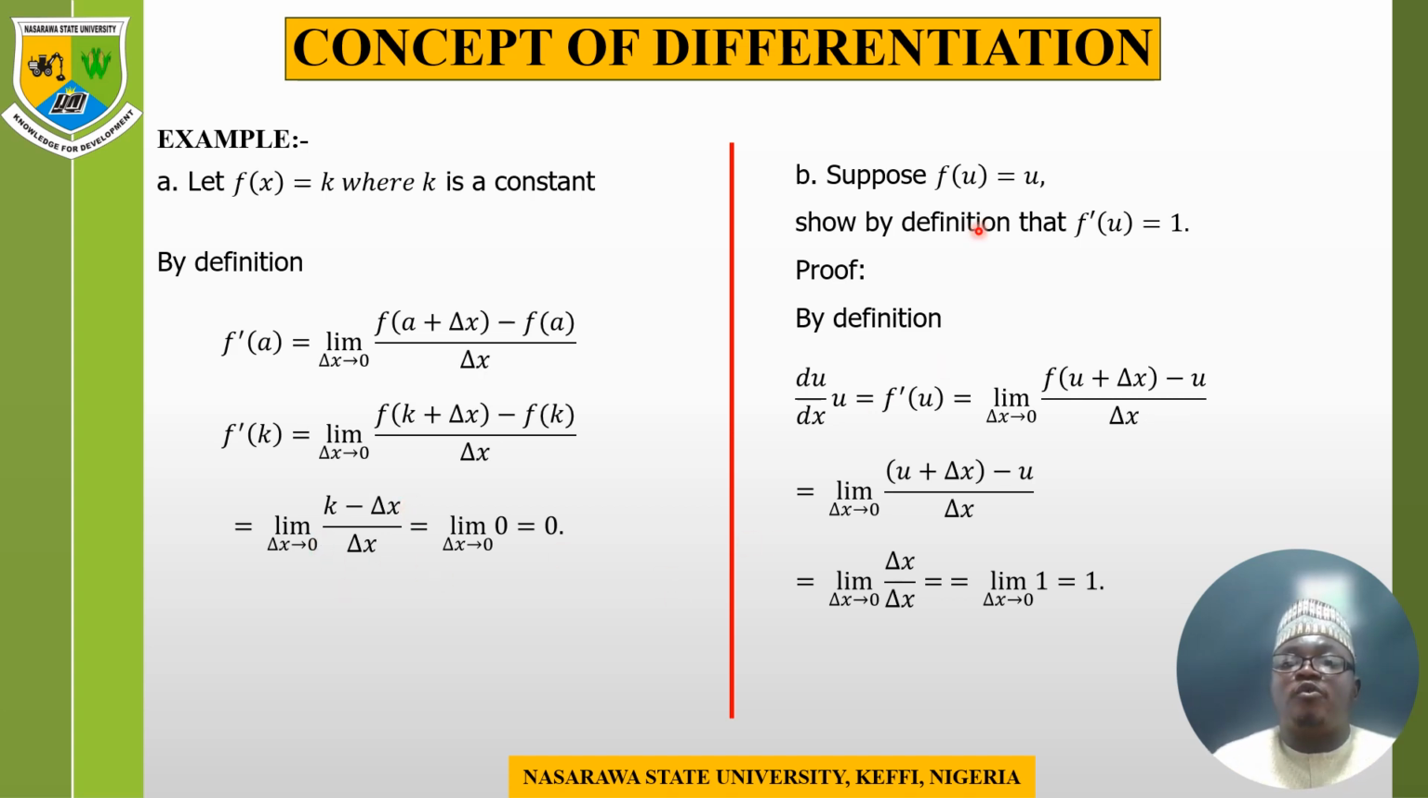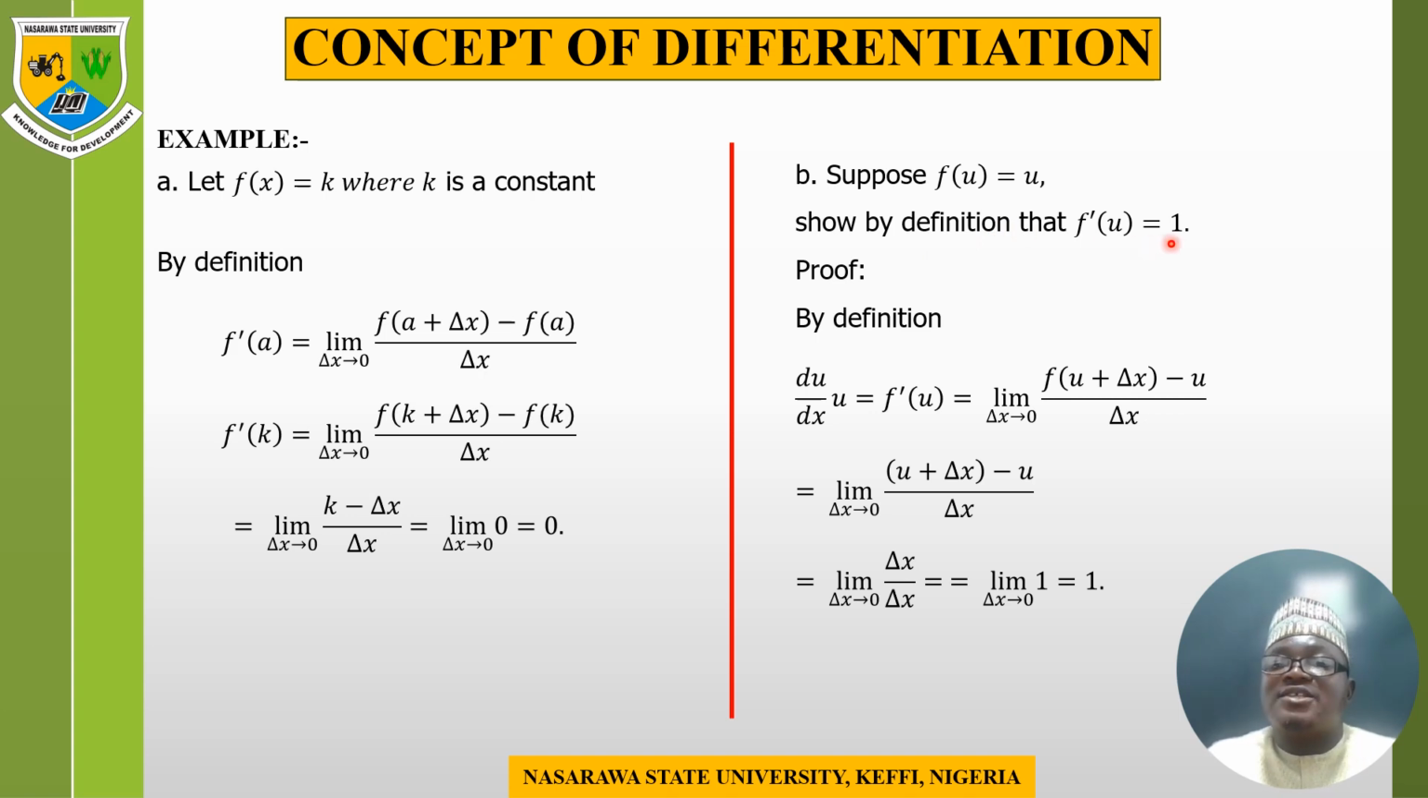Then suppose f of u is equal to u. Then to show by the definition that f prime of u is 1, what we are saying is that, assuming you are given a function u and you differentiate u with respect to u, the power of u here is 1 and the coefficient of u is 1. Remember that when you are getting the derivative of a function, the power multiplies the coefficient, then you subtract 1 from the power. By implication, the power is 1. So f prime of u has 1 multiplying, and 1 minus 1 is 0, and anything raised to the power of 0 is 1.